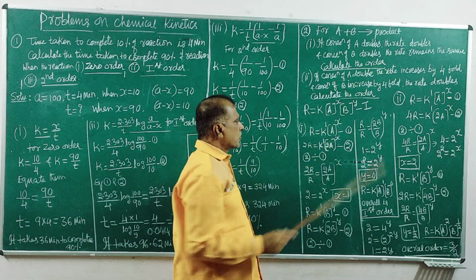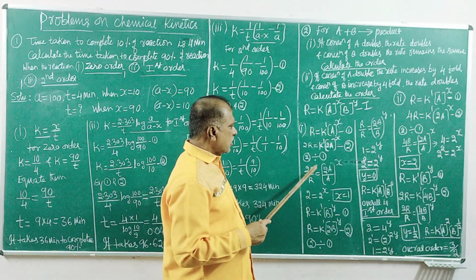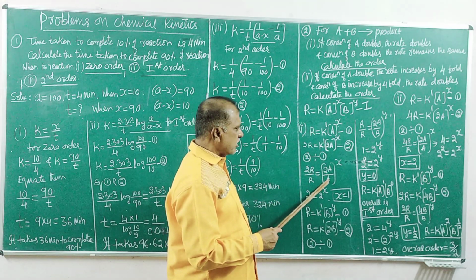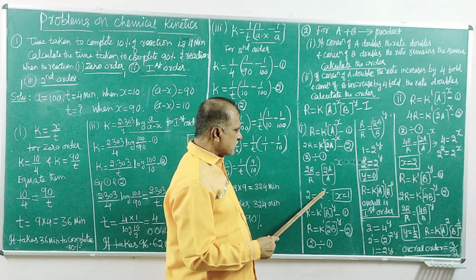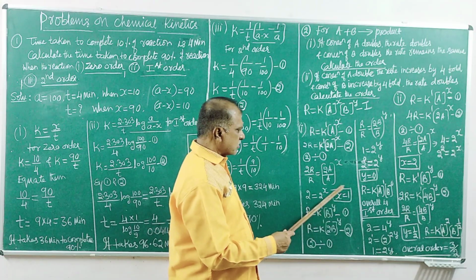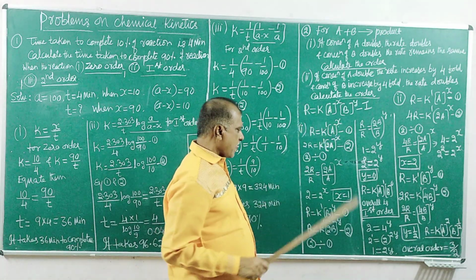Simplify these simultaneous equations, divide one by the other, left hand side by left hand side, this by this. Simplify. R cancels, A cancels. 2 to the power of 1 equals 2 to the power of x. These are bases, the exponents are equal. X equals 1. That is the value of x. This is how we have evaluated the value of x.